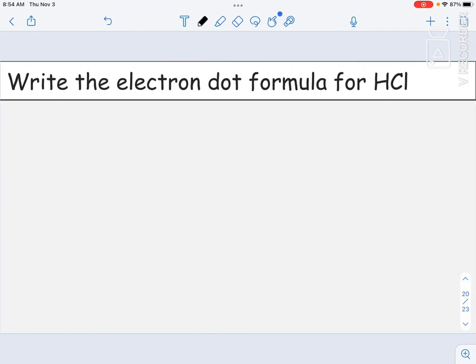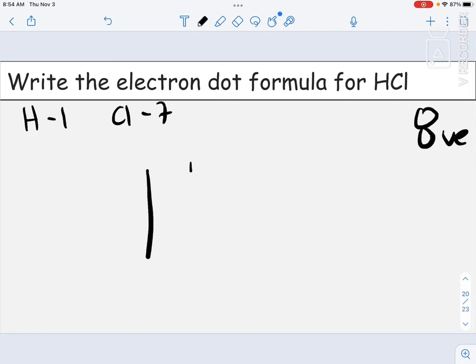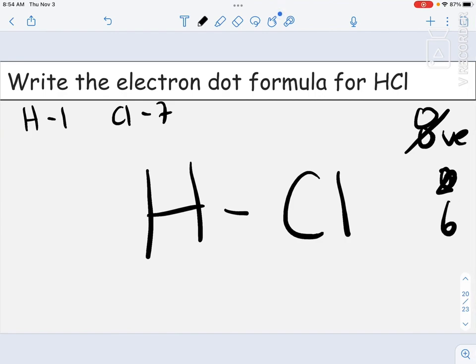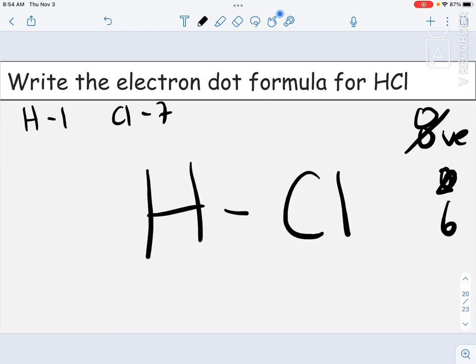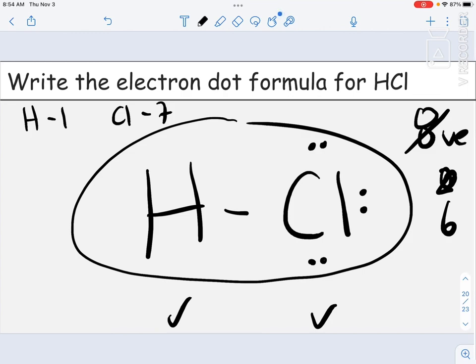Moving on to hydrogen chloride. Hydrogen has 1 valence electron. Chlorine has 7. We have a total of 8 valence electrons. Go ahead and do your structure. Bond them together. So with that bond, we use 2 valence electrons, so we have 6 left. Remember, hydrogen is happy already, guys, because hydrogen has 2 valence electrons from that bond, so we don't need to worry about hydrogen. Chlorine, we're going to use the 6 remaining electrons to give it an octet. Hydrogen's happy. Chlorine now has an octet. This is the correct answer, guys.